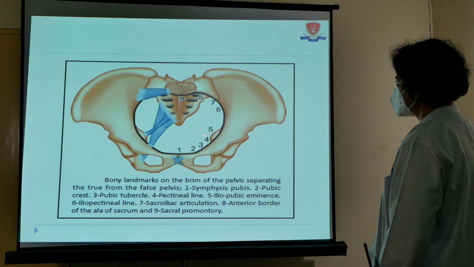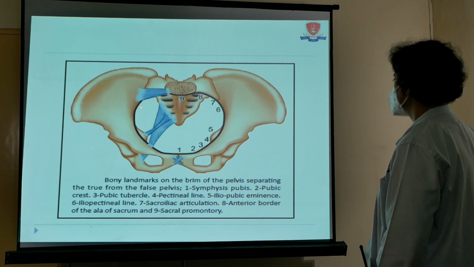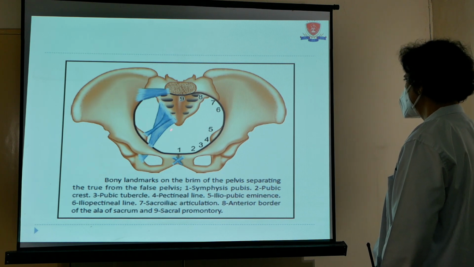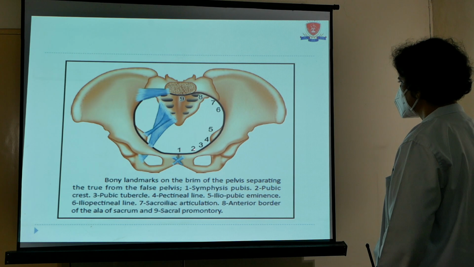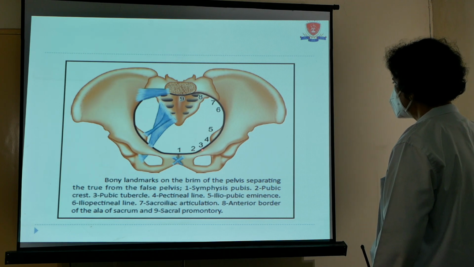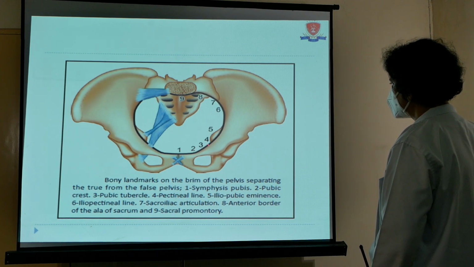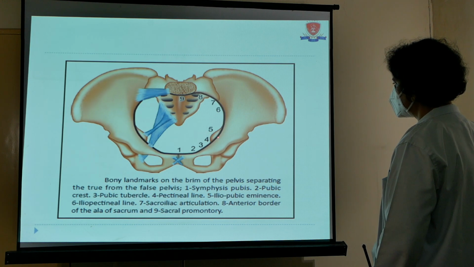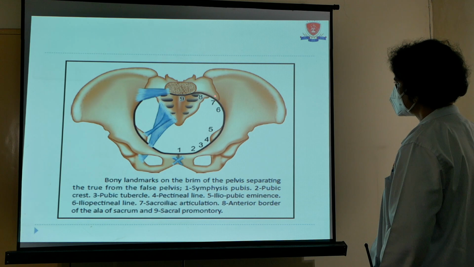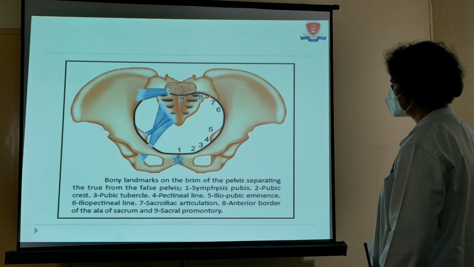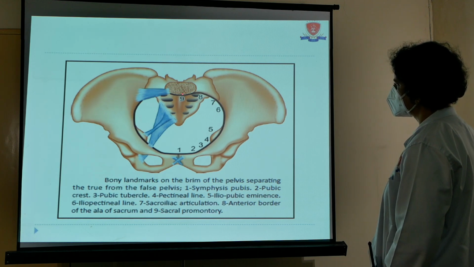This pelvic inlet is just a plane. It is not a space. It is just a plane, and there are 9 markers for the boundary. It is the symphysis pubis upper border, the pubic crest, then pubic tubercle, here the pectineal line, then the iliopectineal eminence, this is the iliopectineal line, then the sacroiliac joint, the ala of the sacrum, its anterior border, and the sacral promontory.